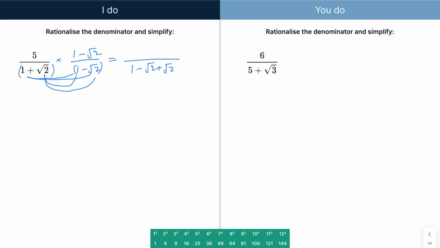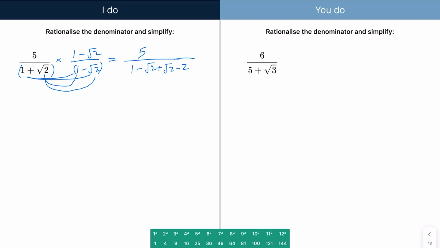And then finally, I'm going to do this, which is going to be minus root 2 times root 2, which becomes 2. And this bit here cancels out because that's just minus root 2 plus root 2. That becomes a 0. So essentially, we've gotten rid of, again, the surd from the denominator. But I'm going to carry on, do the top bit.